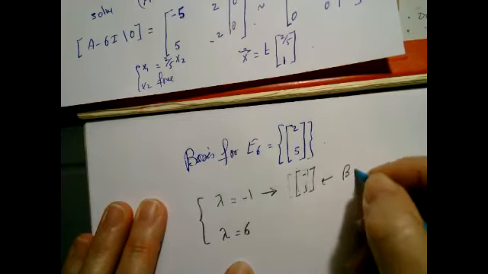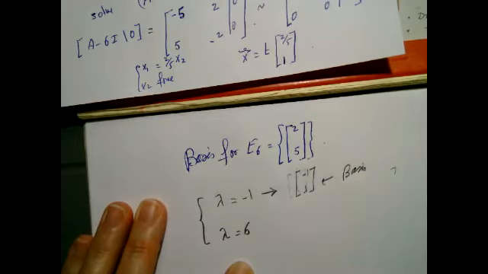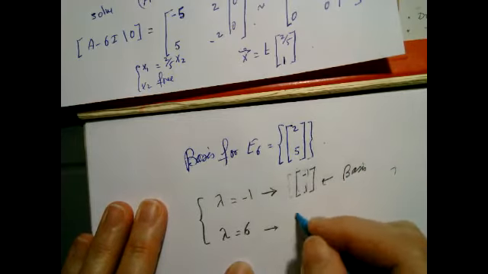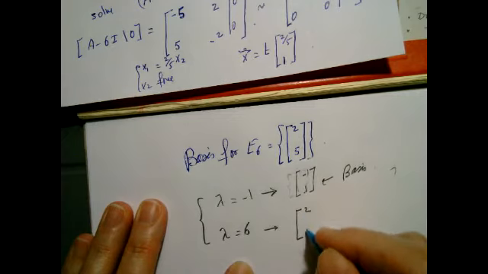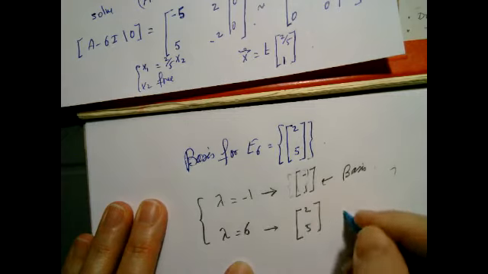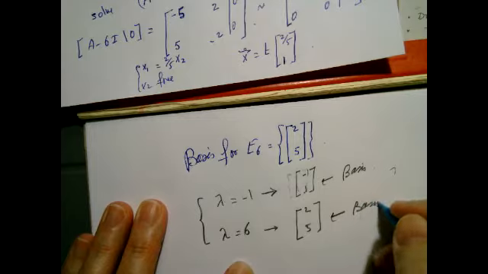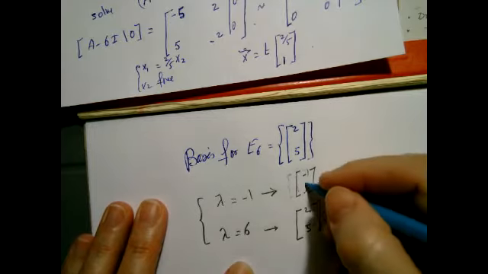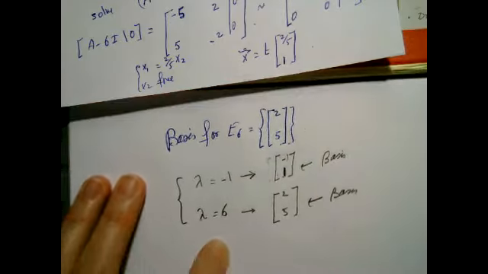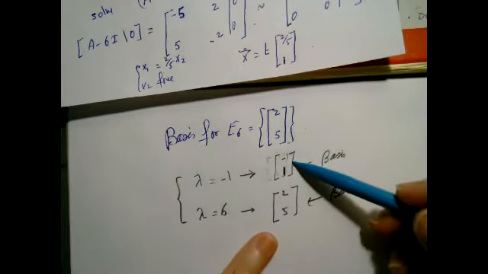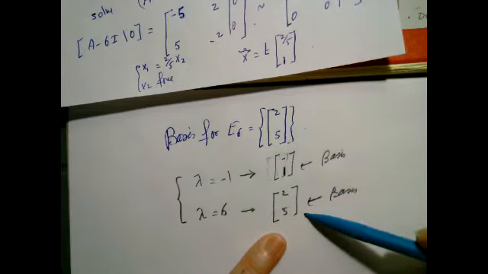That was a basis. For lambda equal to 6, my basis vector was (2, 5). So that's my eigenvector, and it is my basis. That's what I have so far. Now I have a lot of other eigenvectors. Every scalar multiple of that is an eigenvector that corresponds to lambda, and every scalar multiple of that.